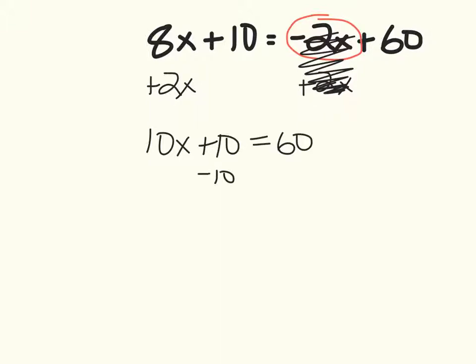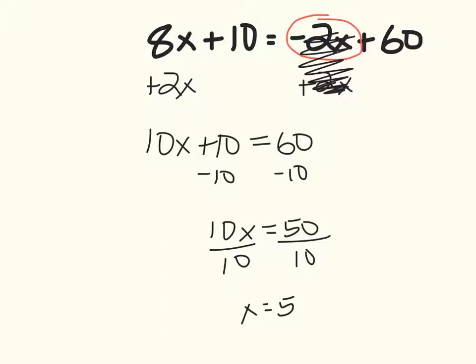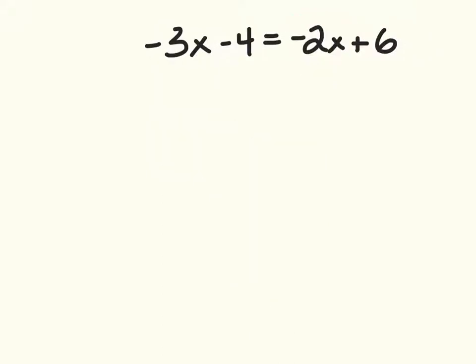Super easy from here. I can just subtract 10 from both sides. 10x equals 50. Divide both sides by 10. X equals 5. Try this problem and then hit play when you're ready.